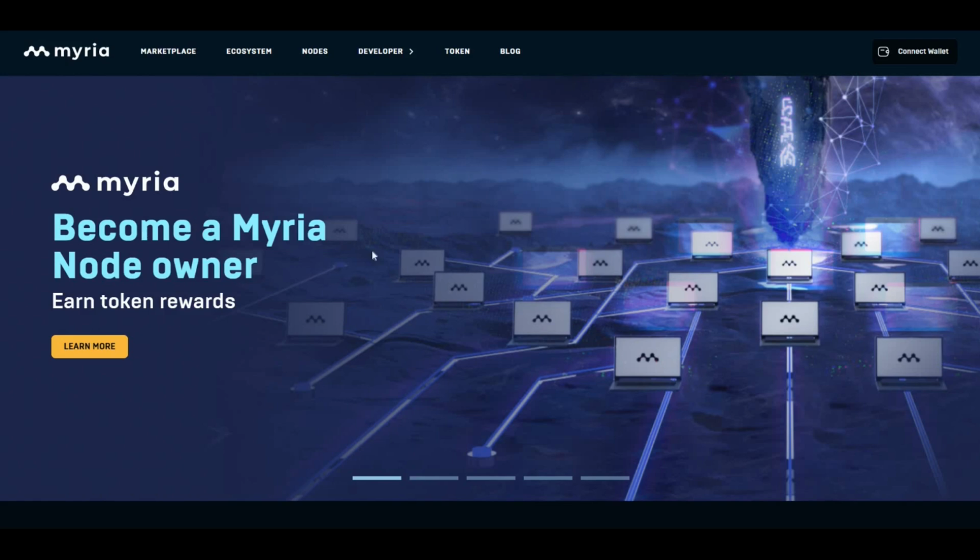Here we can see on the website, become a Myria node owner, so earn token rewards. If that is something that interests you, take a look at that, and you can click this button to learn more about it. But I just wanted to touch on a few other areas that this project really excels on. There's a grant program at the moment to support developers launching games on the platform.